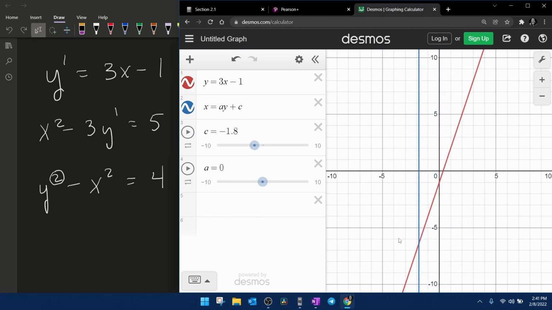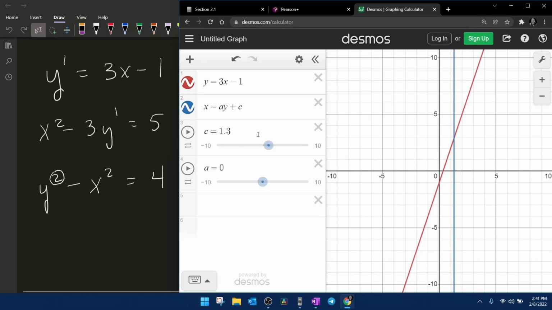The reason is to illustrate that the vertical line, no matter where I put it, will intersect the graph only one time. So that demonstrates that this graph is the graph of a function, and therefore the equation would be a function.